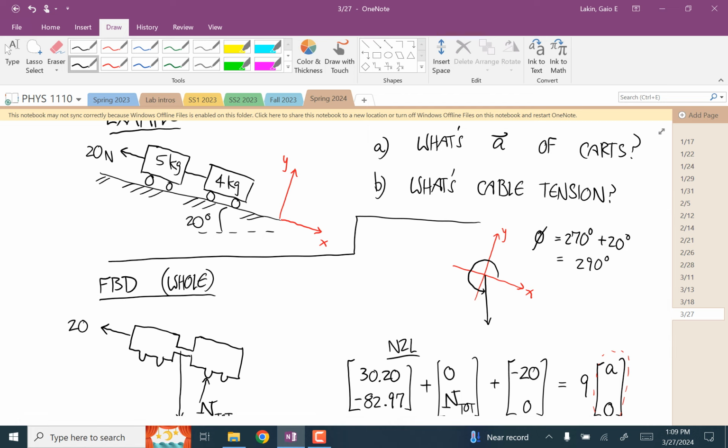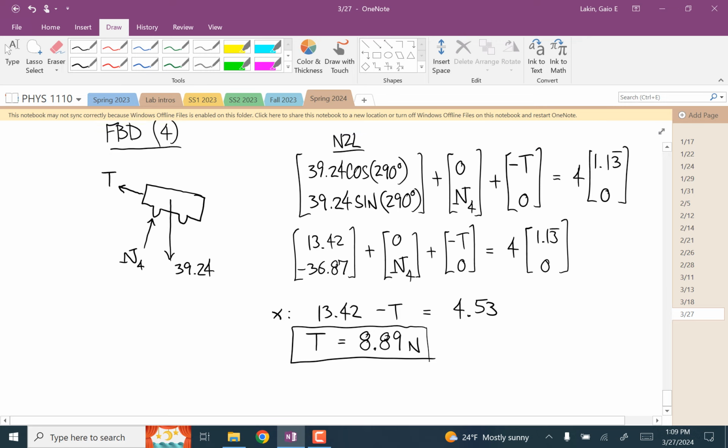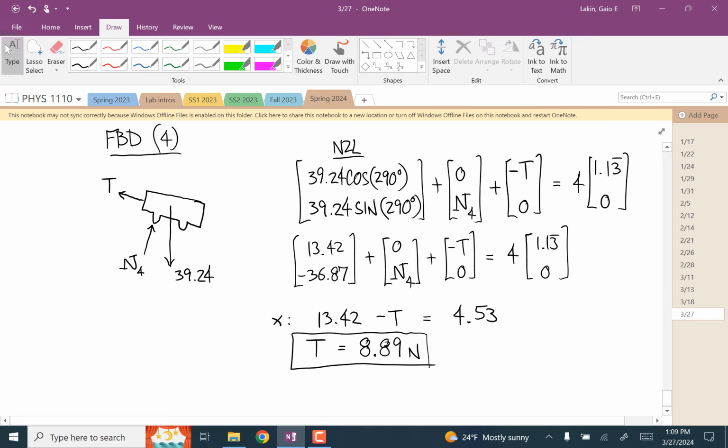Yes? For B, it says what's the cable's tension? We found the tension, but then since we did 4, do we write negative or no negative? No, if it asks for tension, then you're just giving the magnitude of that value, and it'll always be positive. If it asks for the force vector the cable applies to the body, then you'd plug that into this force vector. And so you'd get a vector of negative 8.89, 0.